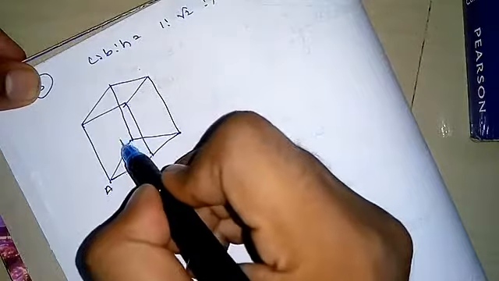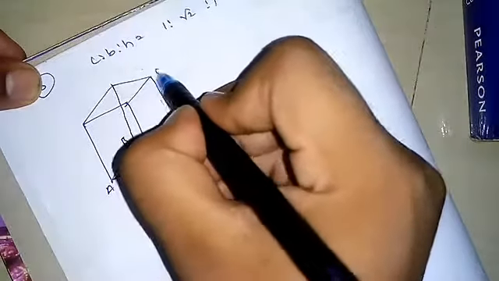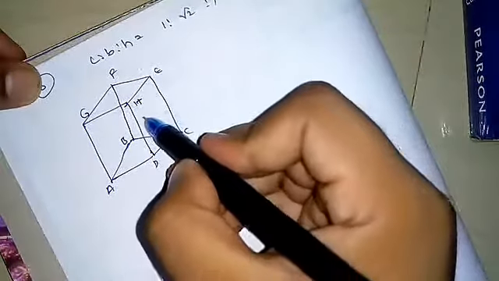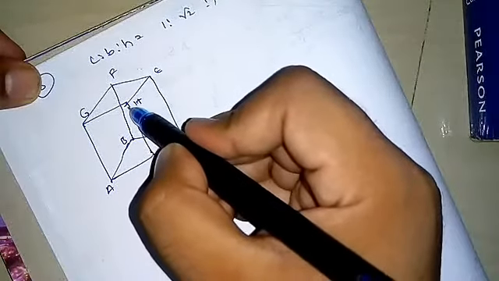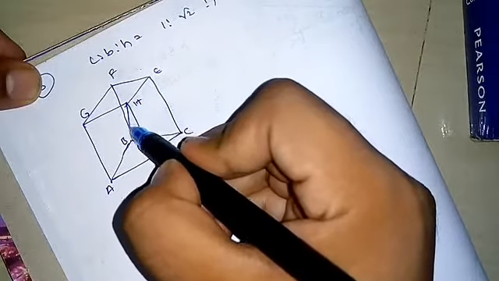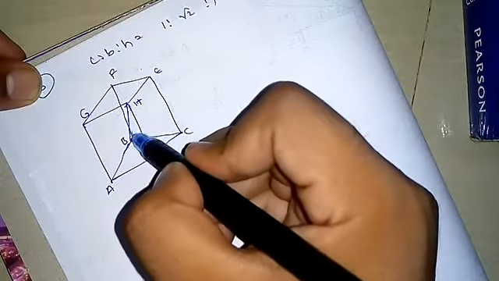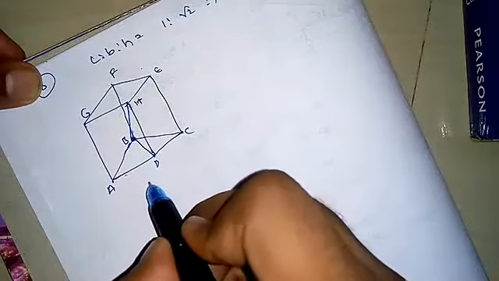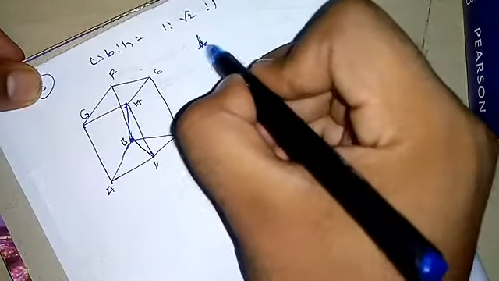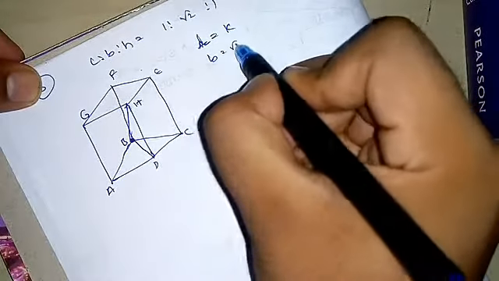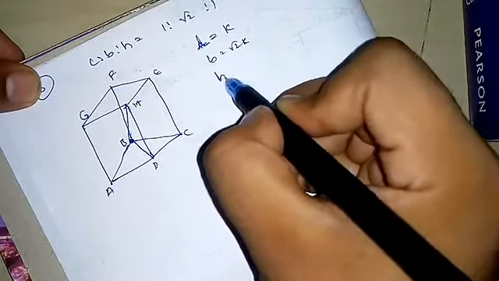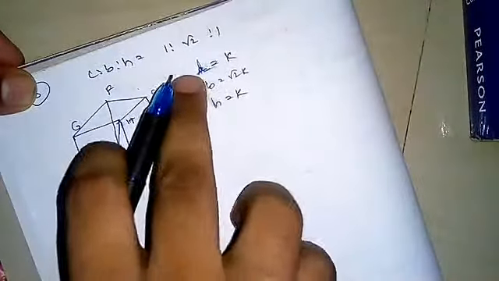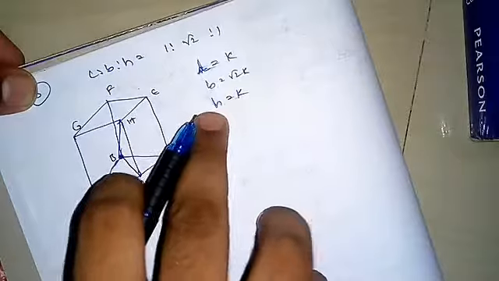Let this be A, B, C, D, E, F, G, H. Now the longest rod can be inserted as a diagonal. So let us assume it as BH. BH is the longest tube. Join BD. Now let AD, the length, be equal to K, the width equal to root 2 K, and the height equal to K. Since the ratio is 1 is to root 2 is to 1, you can take length as K, breadth as root 2 K, height as K.